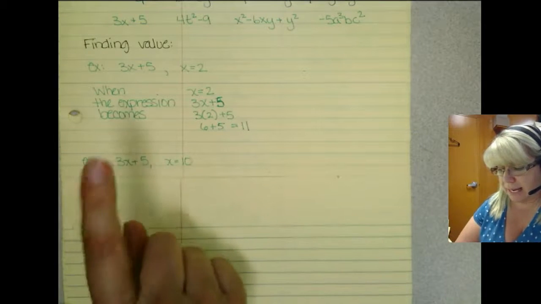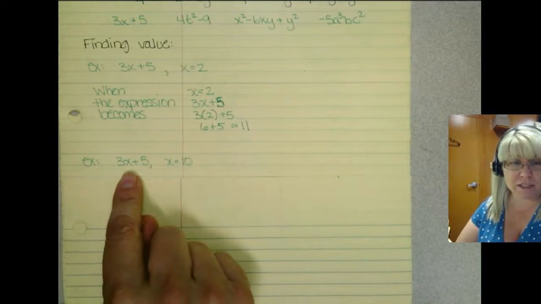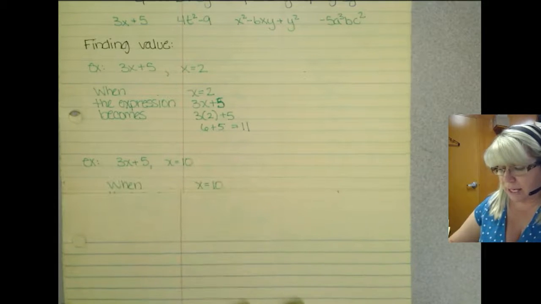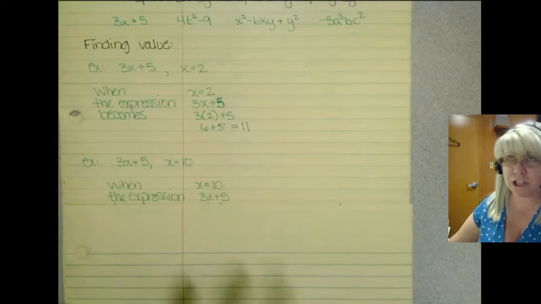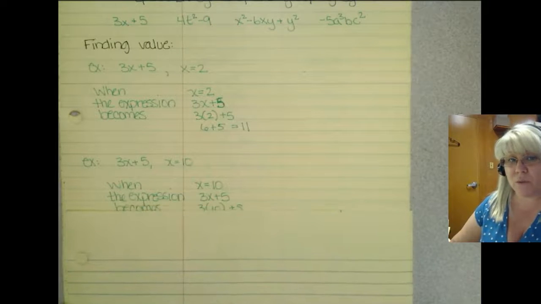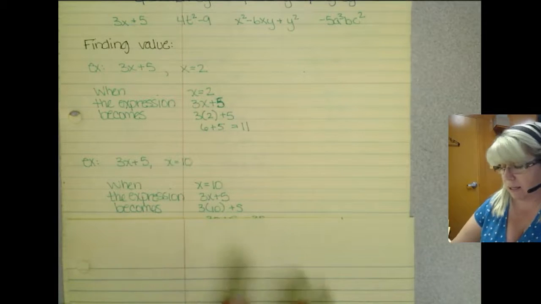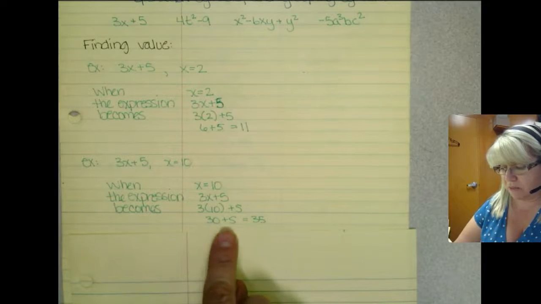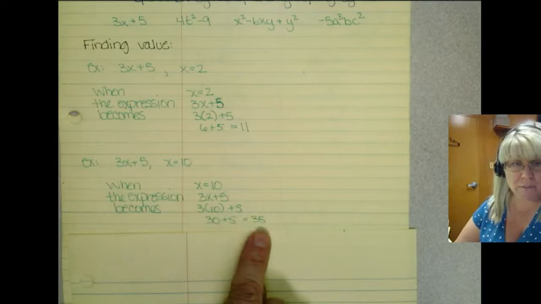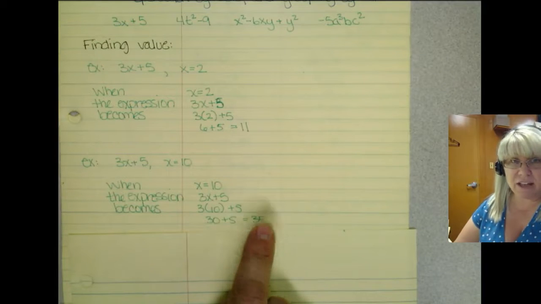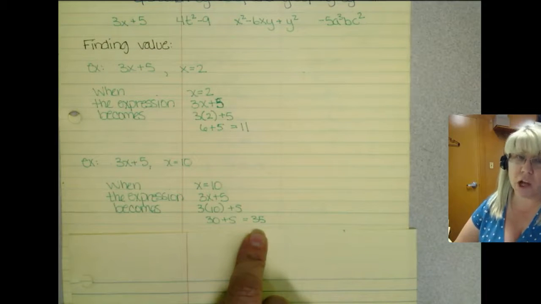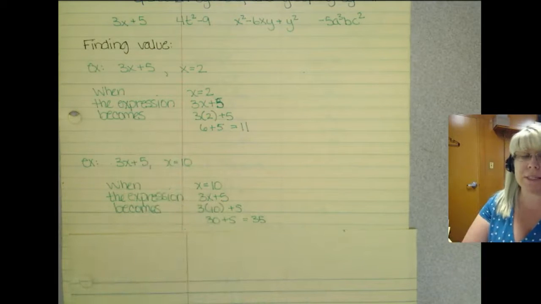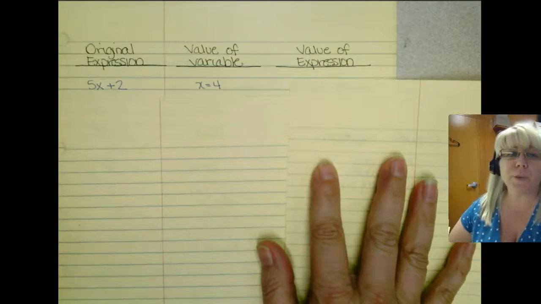Let's take that same expression, 3x plus 5, and this time x equals 10. So when x equals 10, the expression 3x plus 5 will become 3 times 10 plus 5. Well, 3 times 10 is 30, and 30 plus 5 is 35. So a different value for our expression depending on the value of our variable. So let's look at a few more of these.